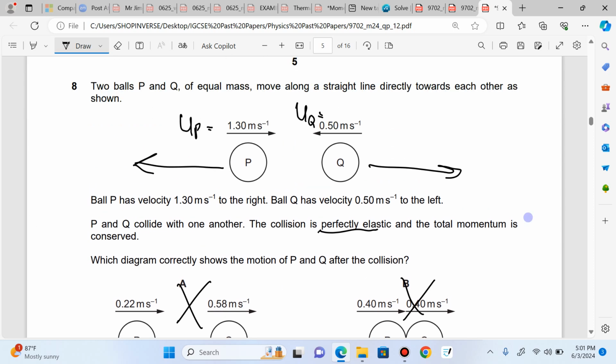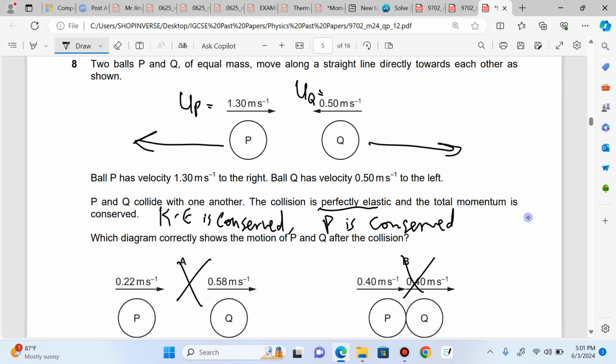And take note of something. Whenever I hear perfectly elastic collision, it simply means kinetic energy is conserved. Also, momentum is conserved. When you say kinetic energy is conserved, then if you take the difference between the final kinetic energy of the system and the initial kinetic energy of the system, you should get 0.